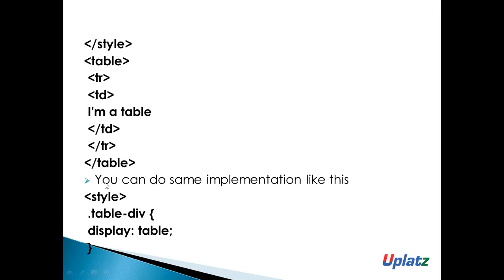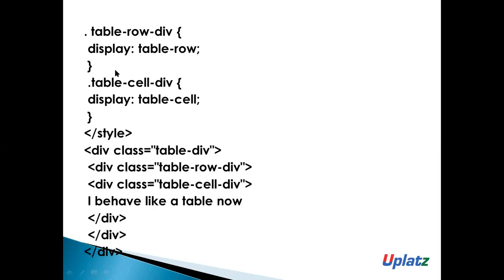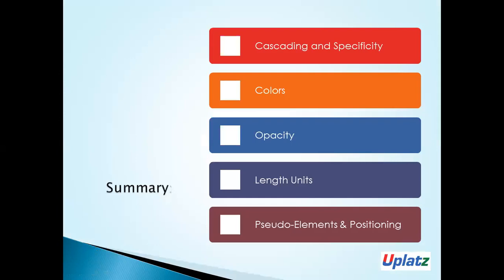The above implementation you can also use the same way: inside the style table div, display should be table. So table row div, display is table-row, and cell is display table-cell. So this is the ID. It behaves like a table, whatever things are inside it will display accordingly. So this is the summary of today's session. We have been discussing cascading and specificity, colors, opacity, length units, pseudo elements, and positioning.